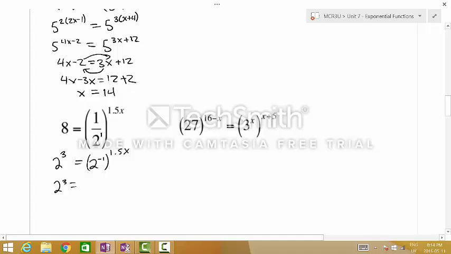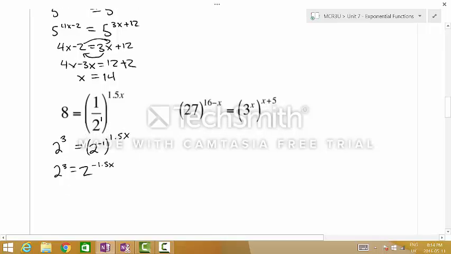We don't need that bracket. What we're going to do is multiply those two exponents together. On the right hand side we have a power to a power, 2 to the negative 1 to the power of 1.5x. So doing that gives us 2 to the negative 1.5x.